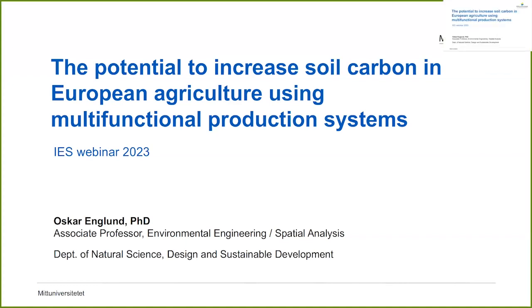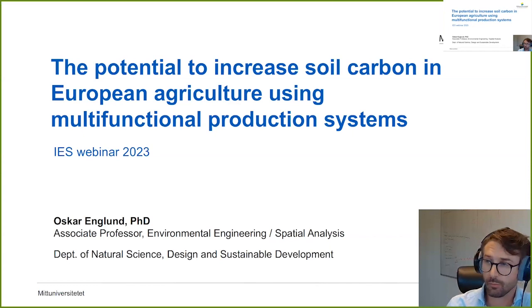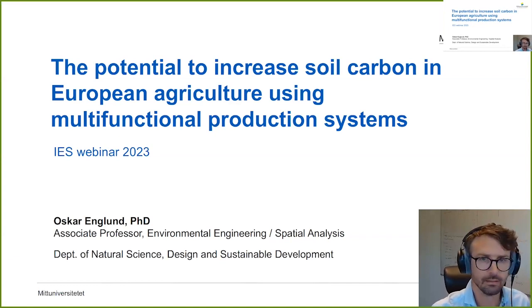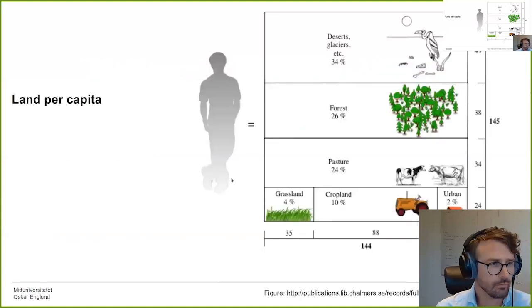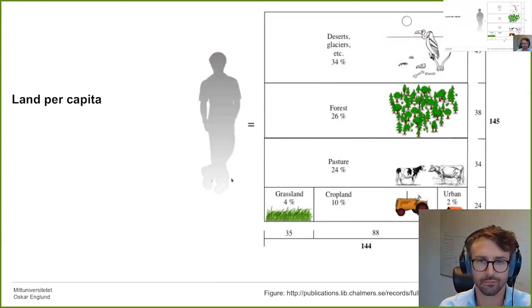Thank you very much, and thank you for inviting me to give this seminar. And I'm going to present, as you just heard, a study which we recently published. But before talking about the study, I want to talk about land. And this is the amount of land that we all have. If we would distribute all the land on Earth equally among all the people on Earth, this is what we would have: a nice little square, 145 by 145 meters.